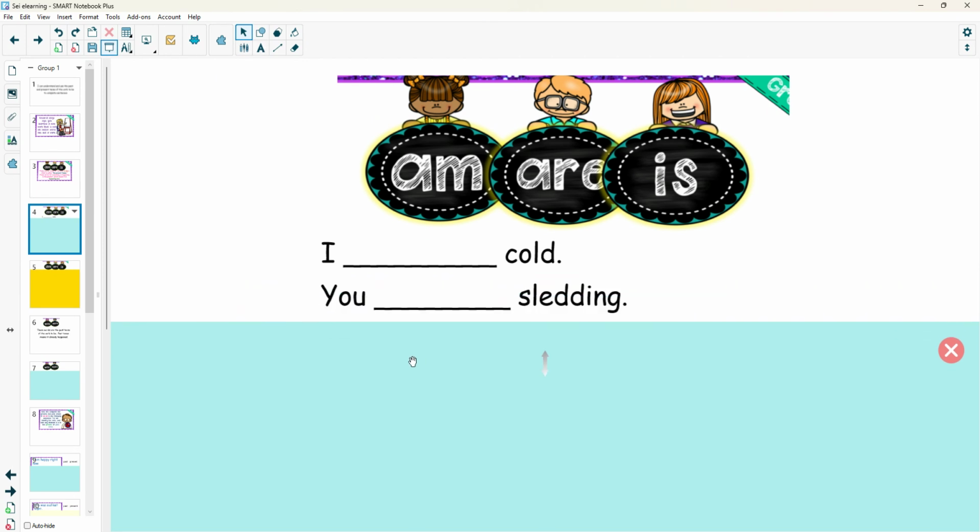Let's take a look at another one. You blank sledding. Well, hopefully you're not doing that right now. You am sledding? That doesn't sound right. You are sledding? Ooh, I think I've heard that present tense verb are used in a sentence with you before. You are sledding sounds good. I'm going to check is just to make sure. You is sledding. Oh, that's definitely not right. You are sledding is correct.